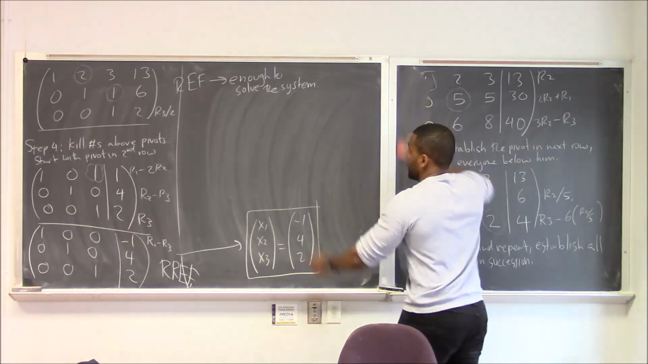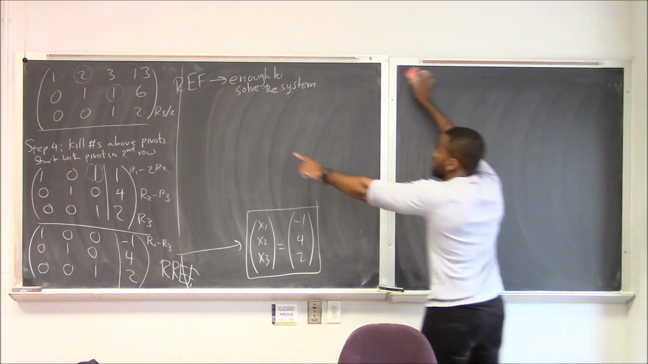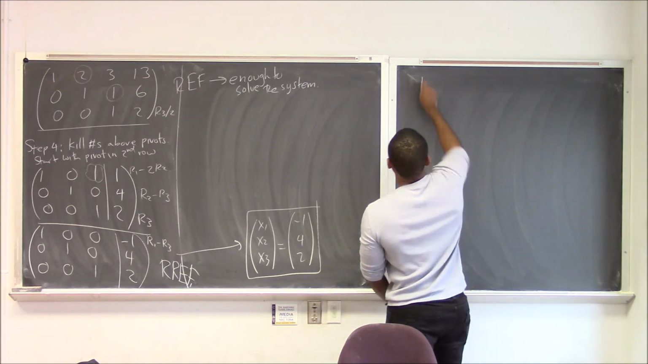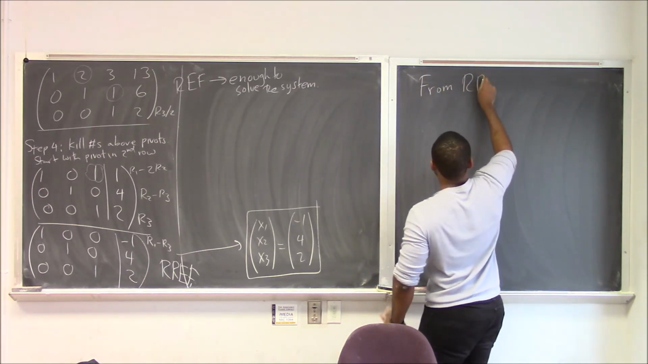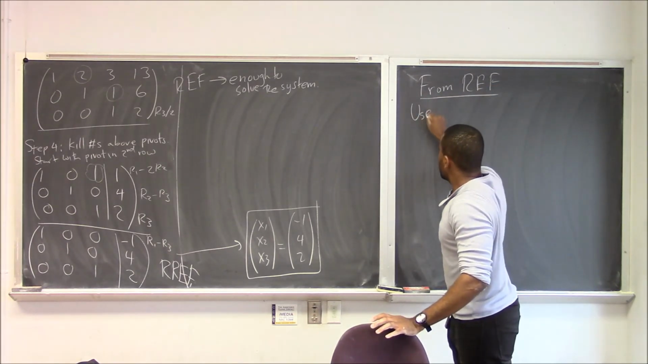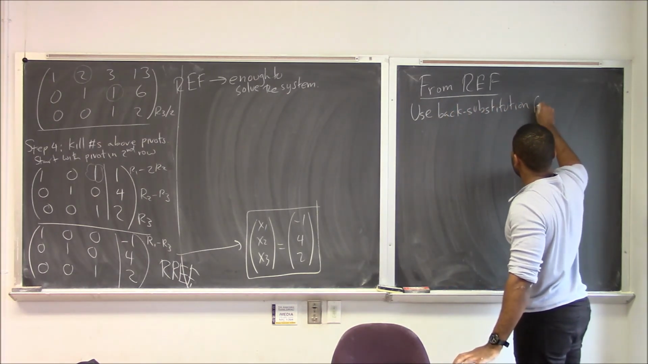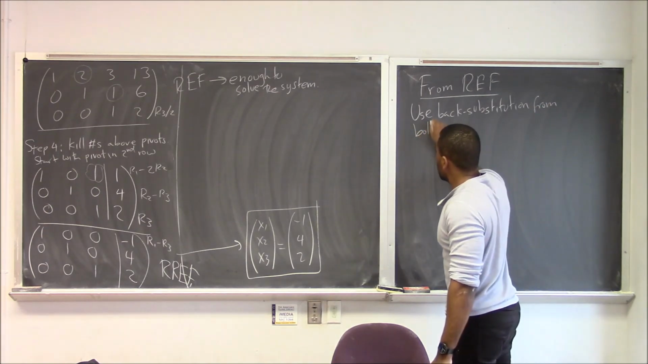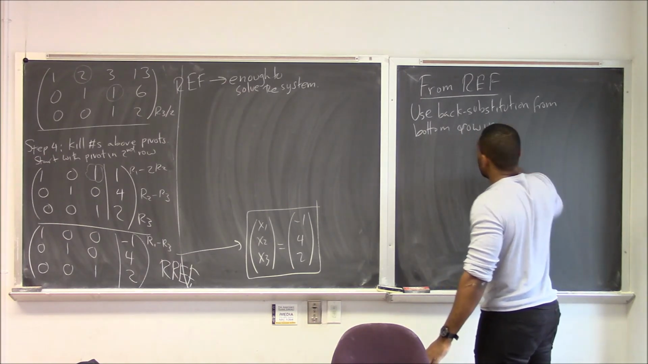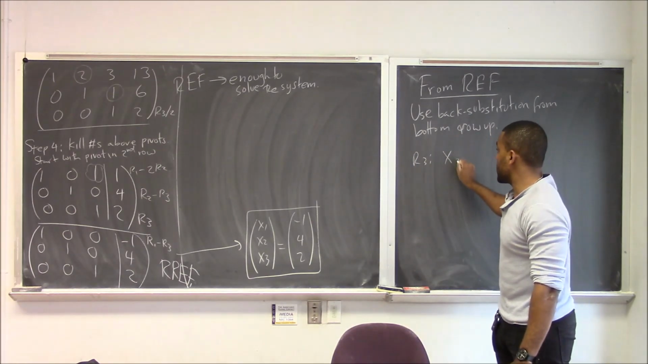Let me just take a minute and show you quickly. If I didn't require you to go all the way to reduced row echelon form, you could actually get to the solution with a little bit of work from here, which we call back substitution. I just want to show you that, and you guys can try the other two later. From the REF form, we can use back substitution, and back substitution works from the bottom row up, of course unless it's a row of 0. So from R3, I would start in row 3. In row 3, clearly I see that x3 is 2.